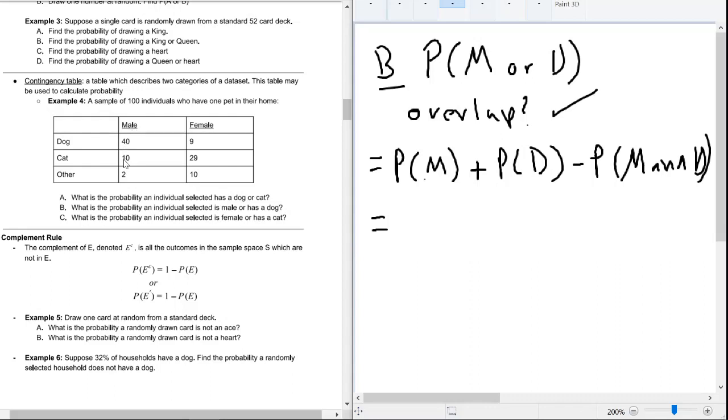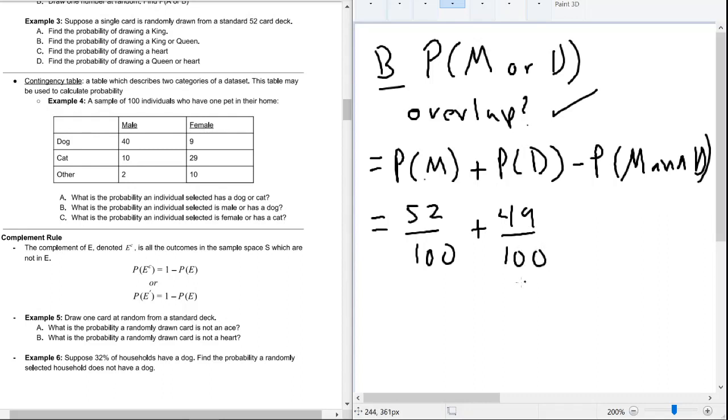40 plus 10, that's 50, plus 2. So we have 52 out of 100. Okay. Next, what we'll look at is the probability of dog. And once again, similar to the other, it doesn't really matter whether the dog owner is a person, male or female. All we want to know is how many dogs are in the study. So we have 40 plus 9, that's 49.